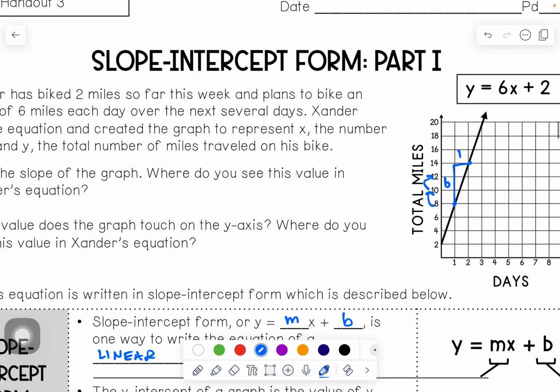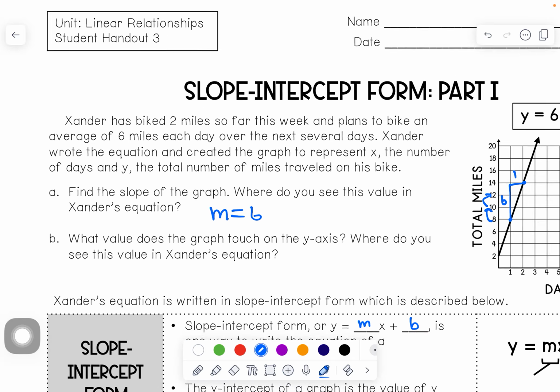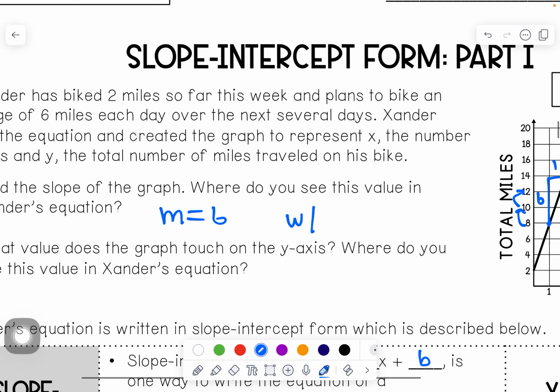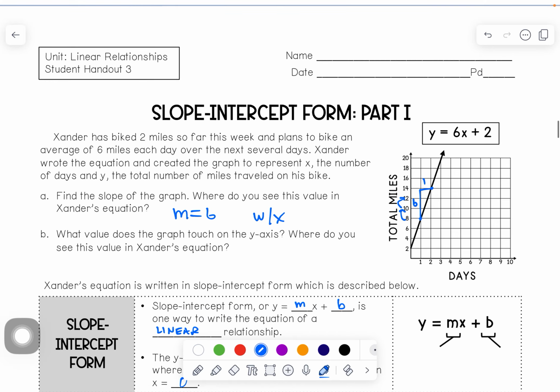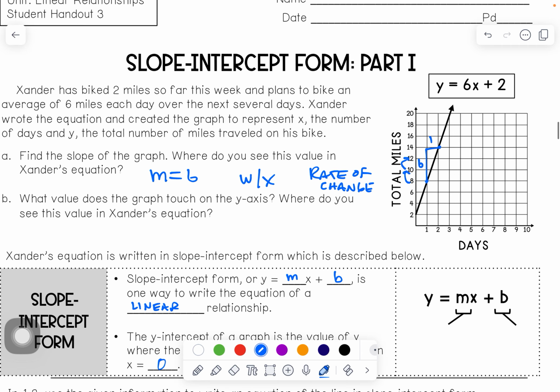Okay, and it does ask me where do you see this value in Xander's equation. So if my slope is 6, I'm seeing that with the x in the equation, because it is the rate of change.